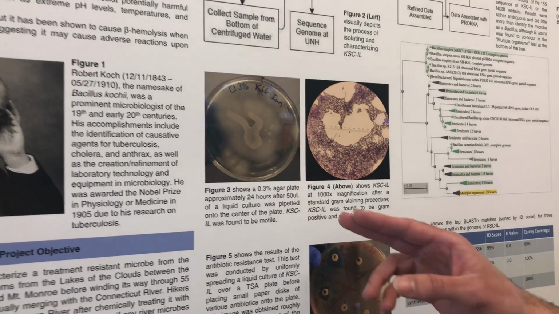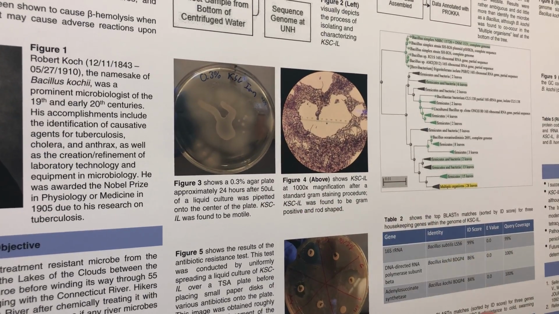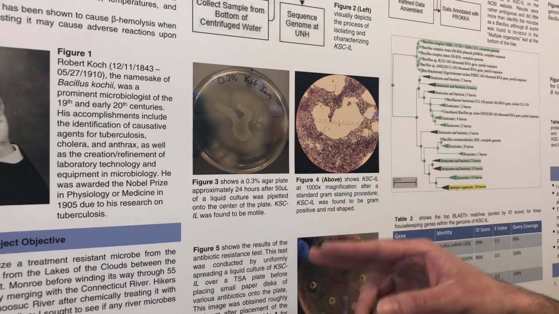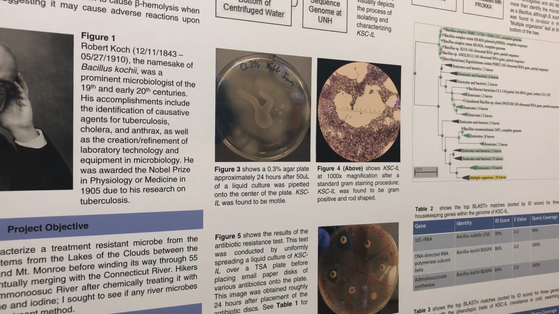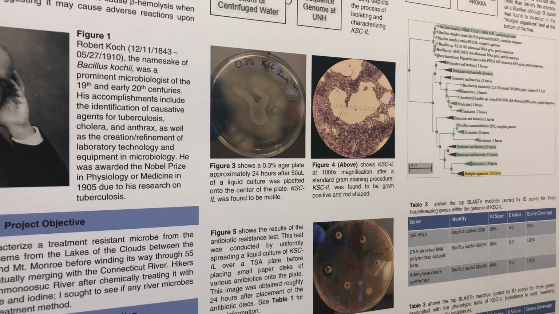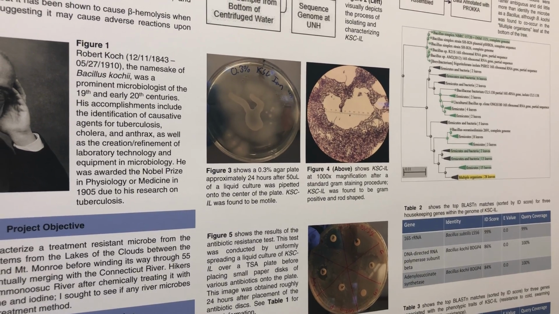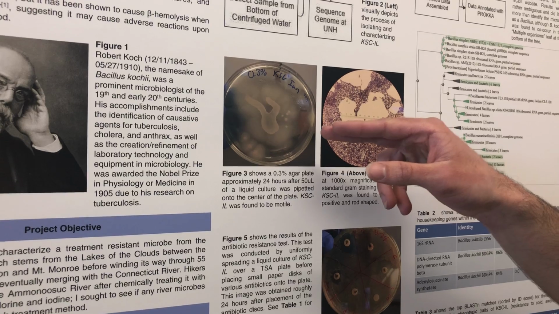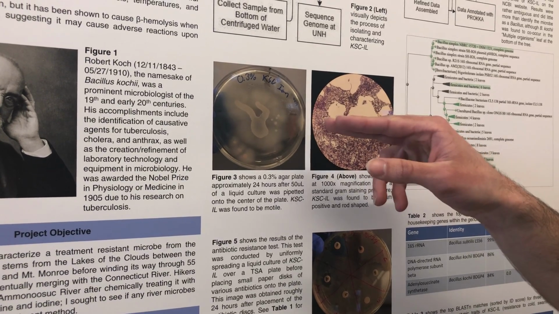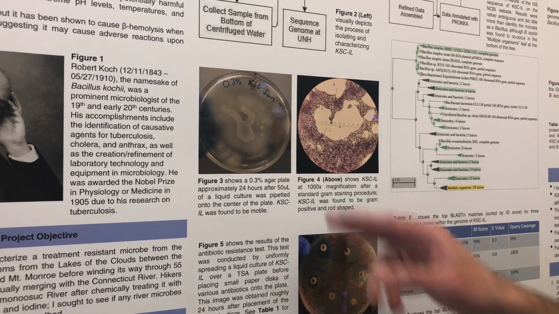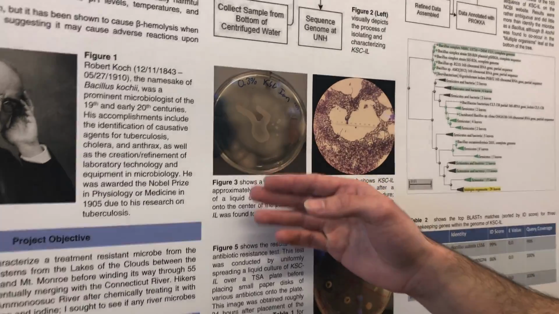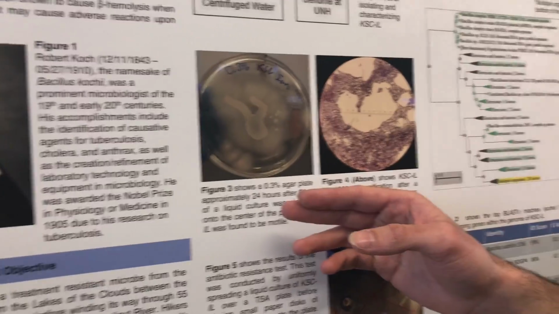In figure 3, you can see a motility test. So to get this, I used my microbe, which I call KSCIL, to make a liquid culture in choice septic broth. I then placed 50 micrograms of that culture on the center of this plate, which is 0.3% choice septic agar. And this is about 24 hours after that, so you can see that it spreads out from the center location, which suggests that the microbe is motile.